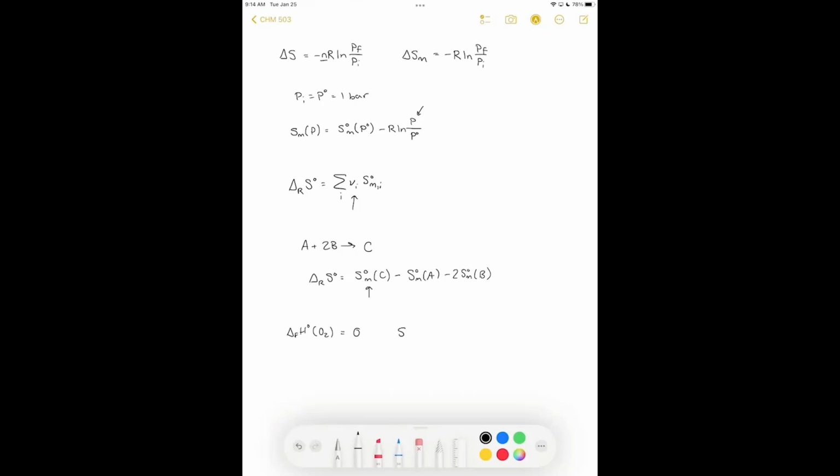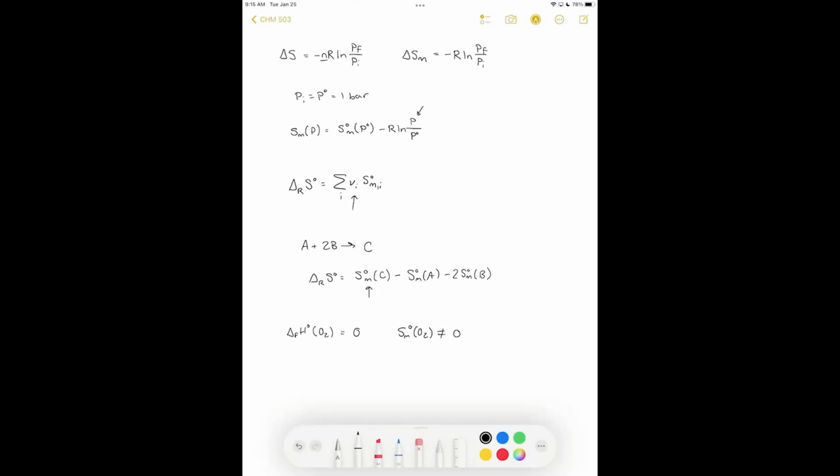entropy. So the standard entropy of formation of oxygen is a real number, and it is non-zero because oxygen has some entropy associated with it. There's no enthalpy of formation for elements in their standard state, but there is an entropy for all of these substances. So you have to keep that in mind when we go through and solve problems.